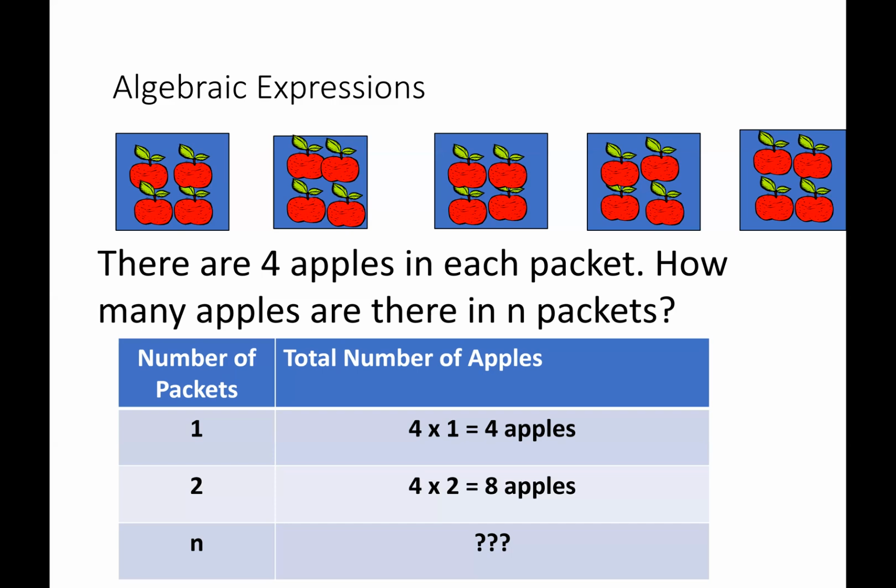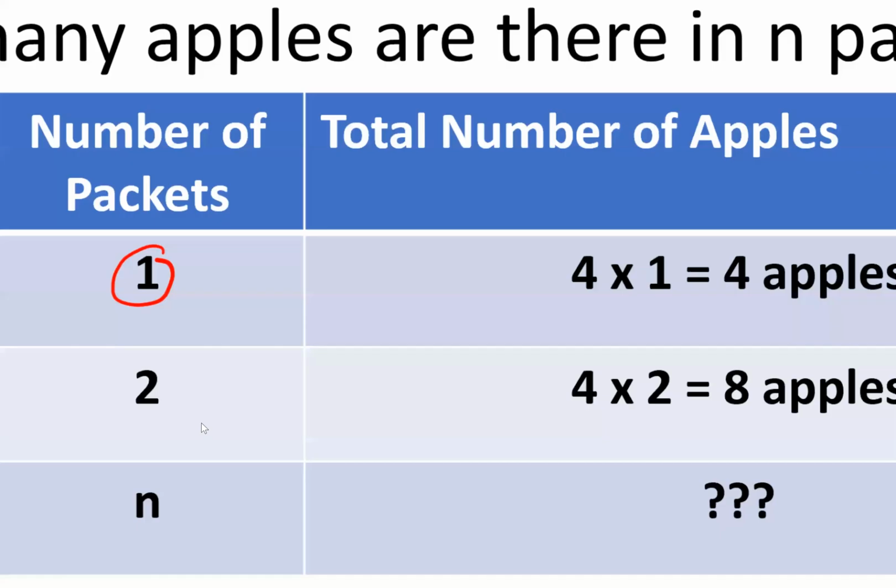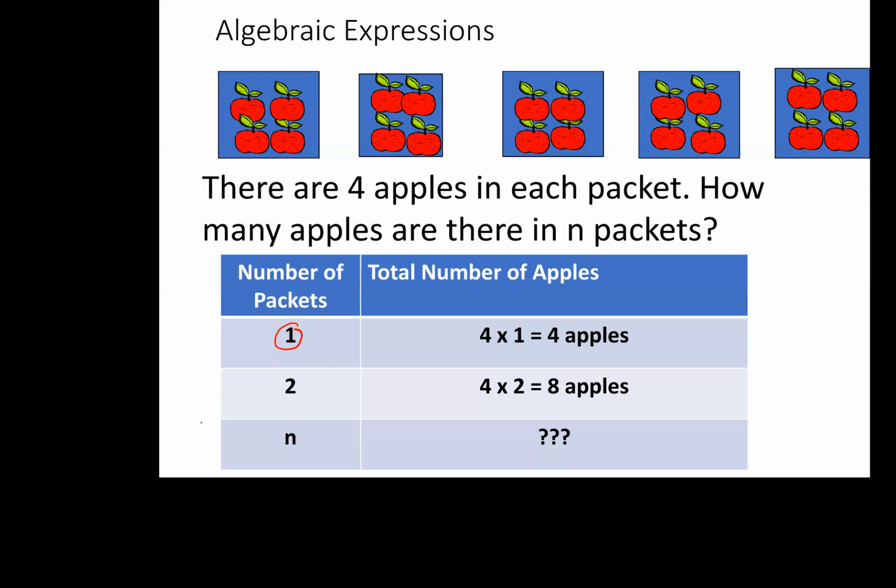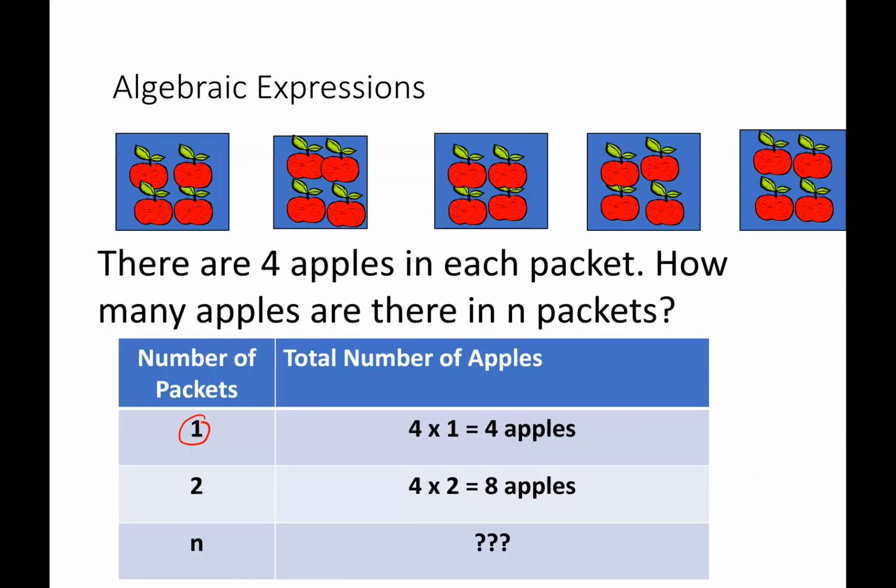So if we have 1 packet, we would have 4 apples. If we have 2 packets, we would have how many apples? 8. If we have n packets, how many do you think we have? We don't know exactly how many we have, but we can write it a certain way. If we have 4 times 2 is 8, how many apples do we have if we have n packets? Ashlyn? Yes, very good. We have 4 times n apples.